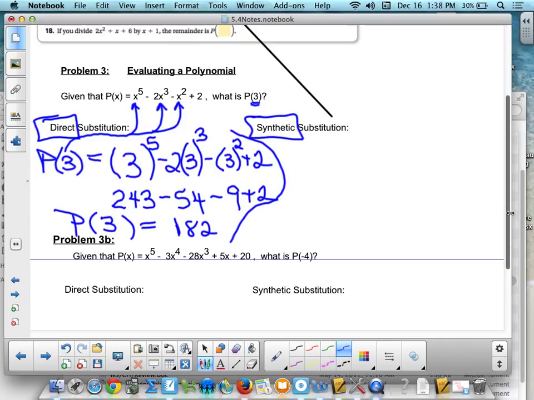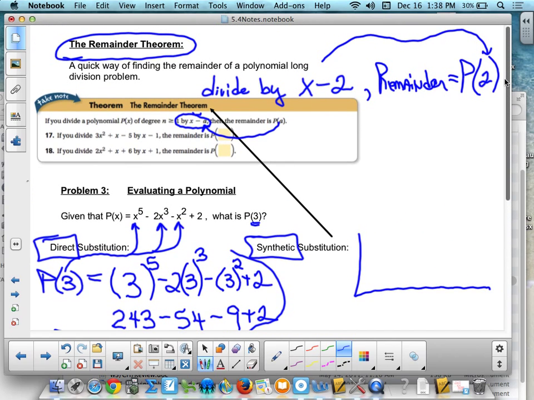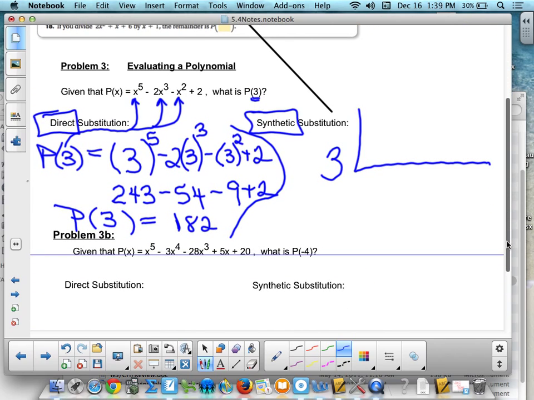Now, if you want to do synthetic substitution, when you plugged in a number, you got out the remainder. But where did this come from? This came from dividing by x minus 3. So if you use synthetic substitution, what number goes here? It is 3, right? Because you plug in 3, you get your remainder. Your remainder is 182. You plugged in 3 because you were dividing by x minus 3. So this is the other way you can do this, and that is synthetic substitution.